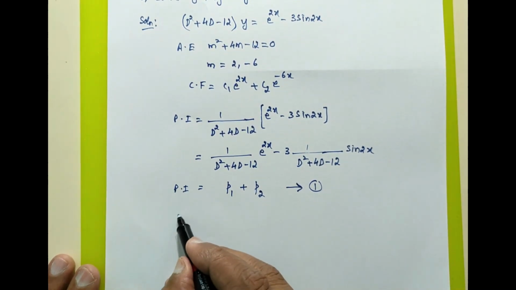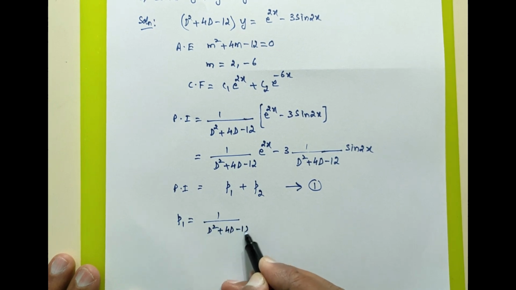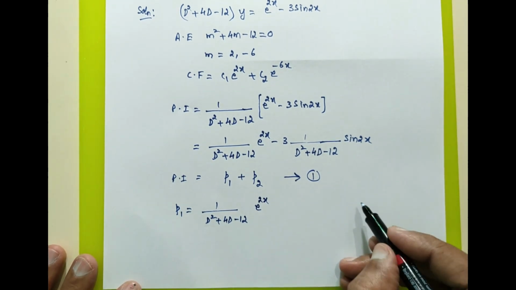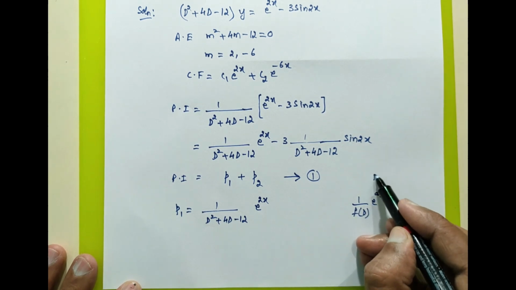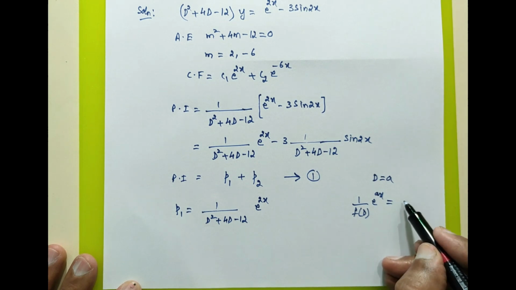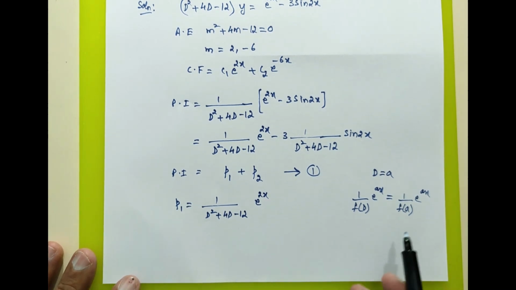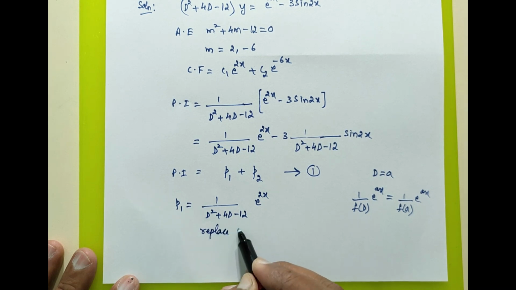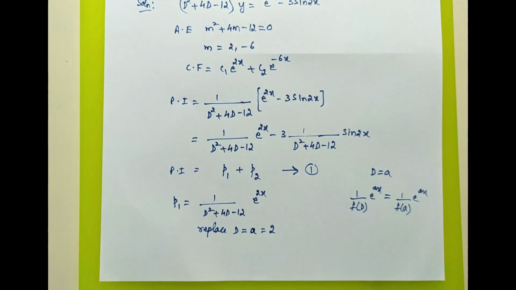So the P1 value in this case is 1 by (D² + 4D - 12) times e^(2x). This particular integral is of type 1, 1 by f(D) into e^(ax). What has to be done? You have to replace the value of D by a, so you will be getting 1 by f(a) into e^(ax). Now if I replace D by a, the a value over here will be 2. But if you replace this 2, the denominator will become 0.